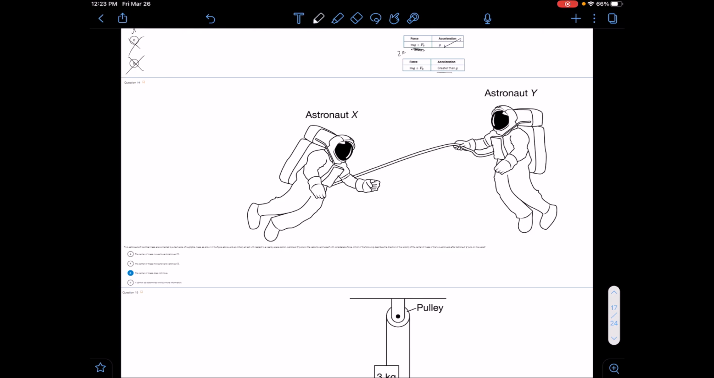So the first thing to imagine is that you're in space. So if you pull this way, you're going to bring yourself closer to astronaut X. And if astronaut X is just standing there, astronaut X is going to be pulled towards you. And so since you're just moving together, the center of mass stays in the middle, so it does not really move at all.